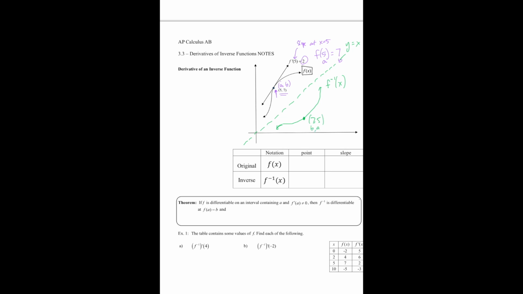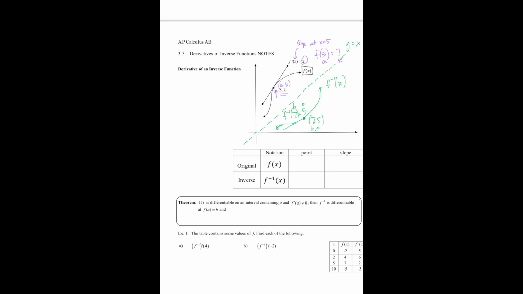And just like on the function on the other side, I can say that f inverse of 7 would produce an answer of 5. When you plug in b into the inverse, a comes out. Okay, but here's where things get really, really interesting.